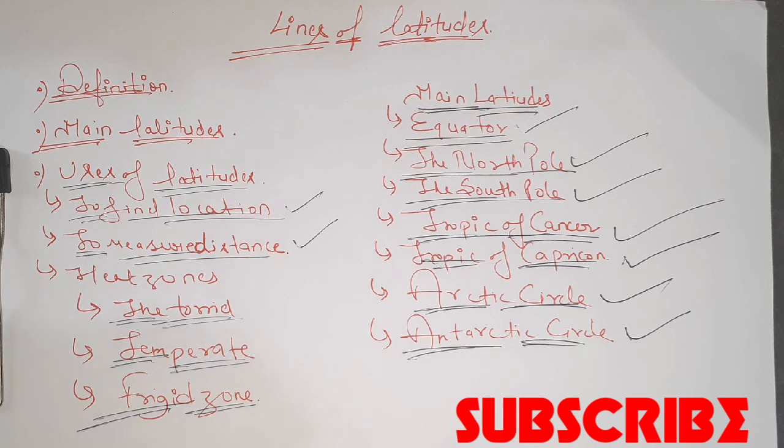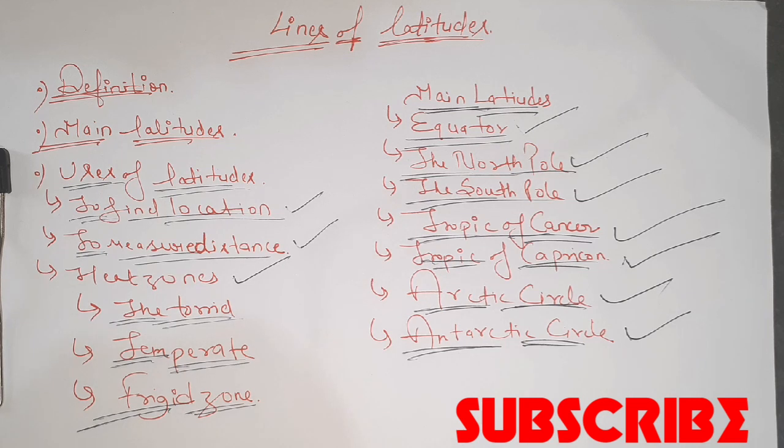And the third use of it is the heat zone, very important. That is, the earth is divided into 3 zones: the torrid, temperate and the frigid zone. So students, the torrid zone is the area that lies between the Tropic of Cancer, that is 23.5 degree north, and the Tropic of Capricorn, that is 23.5 degree south, okay. These both mark the limit of the torrid zone. What does torrid mean? It means hot zone, okay. So it is also called the tropical zone. Why? Because it is the hottest zone of the earth, right?